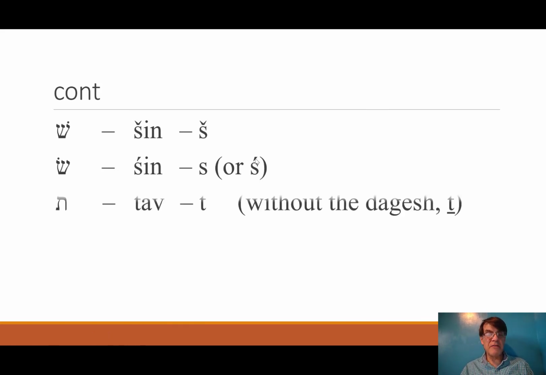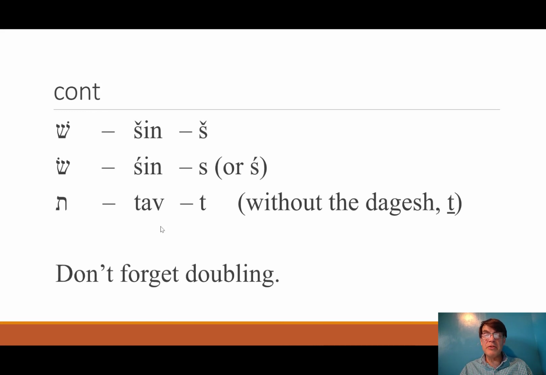So sheen, seen, and then finally tav is a T, although without the dagesh, sometimes people put a line under it and pronounce it th, but I'm not going to do that. I'm going to pronounce it t all the time. So there you have the consonantal transliteration letters that you can use to transliterate the letters of the alphabet. Always be mindful of doubling.